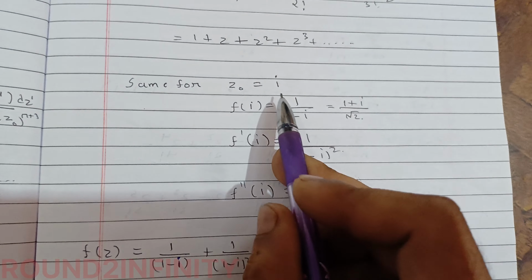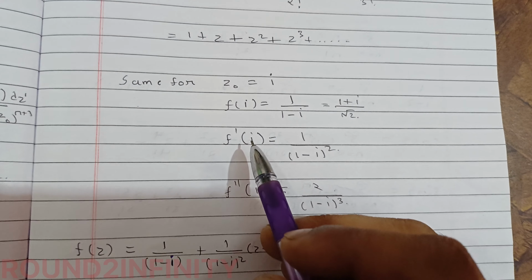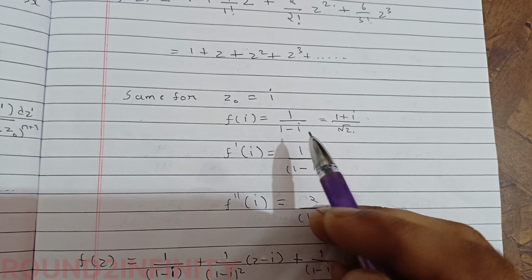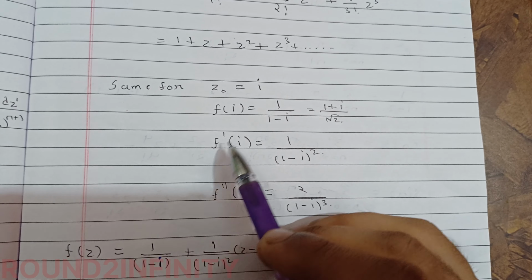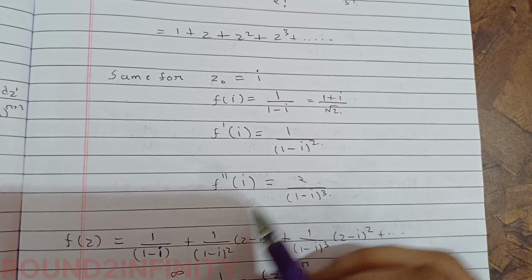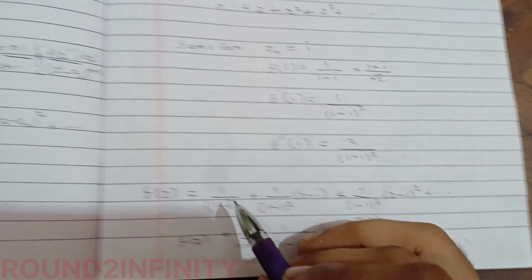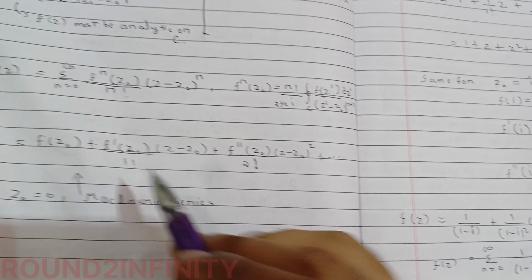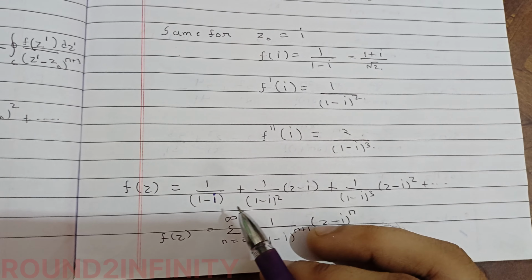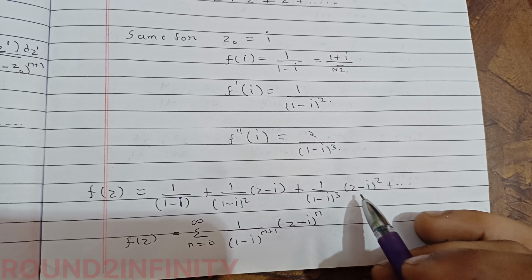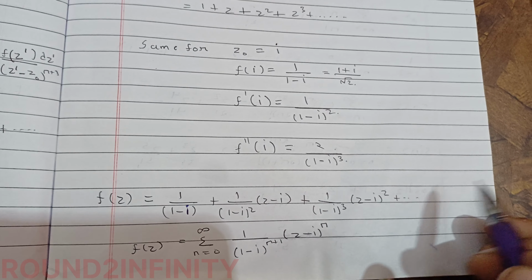So for z0 not equal to 0, now the center is iota. How can you find it? It is the same process, but this time z0 will be iota. Substitute iota in place of z0, so f(iota) will be 1 upon 1 minus iota. f dash iota will be 1 upon (1 minus iota) square. f double dash will be this. So you can find f(z) by just substituting the values in this series. So you will get 1 upon (1 minus iota), plus 1 upon (1 minus iota) square times (z minus iota), plus 1 upon (1 minus iota) cube times (z minus iota) whole square, and so on.